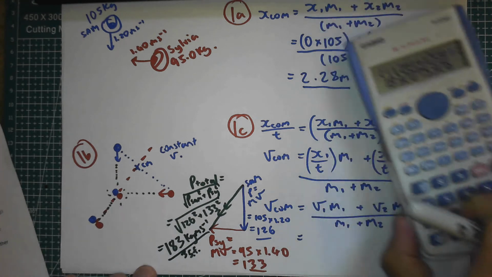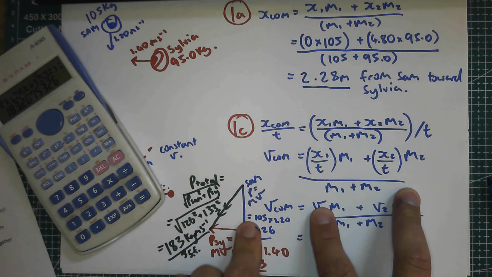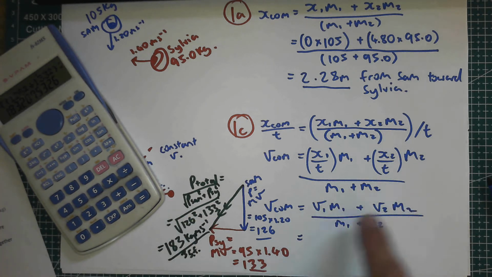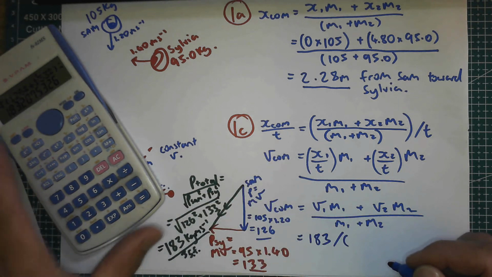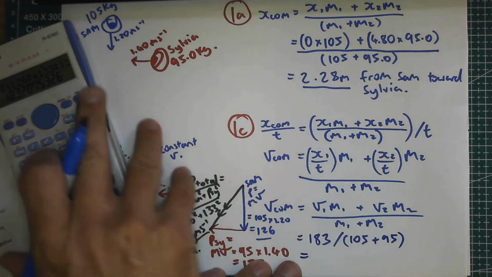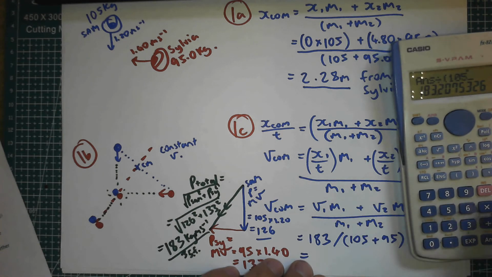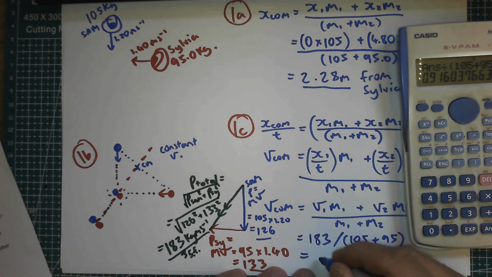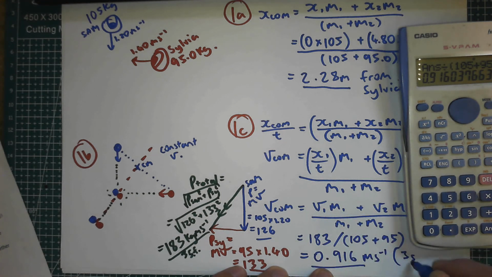Okay, so that's the total momentum of the system, which is effectively working out the top line of this equation here, but I needed to add them together as vectors, which is why I had to use Pythagoras over here. Right, so now I can do the final part, which is divide this total momentum by the total mass. So I'm going to put 183 in here, and then divide that by the total mass of the system, which is the mass of Sam and the mass of Sylvia. Cool. My calculator still has the same answer in it, so I'm just going to divide that by 105 plus 95 in brackets, and I get 0.916 metres per second, and that's to three significant figures.